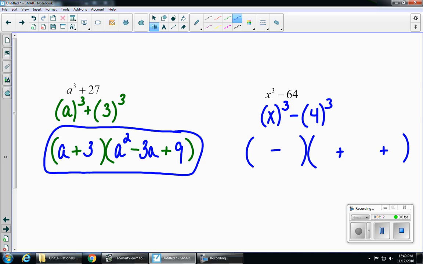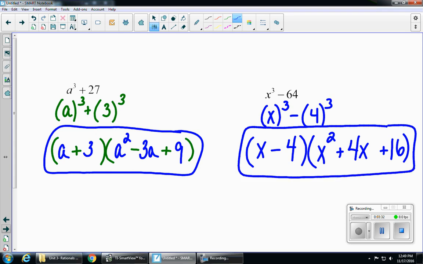My cube roots, x and 4, come right down into the binomial. X squared is my first piece. X times 4 gives me 4x for my second piece. And 4 squared gives me 16 for my last piece. And that's how we factor perfect cubes.